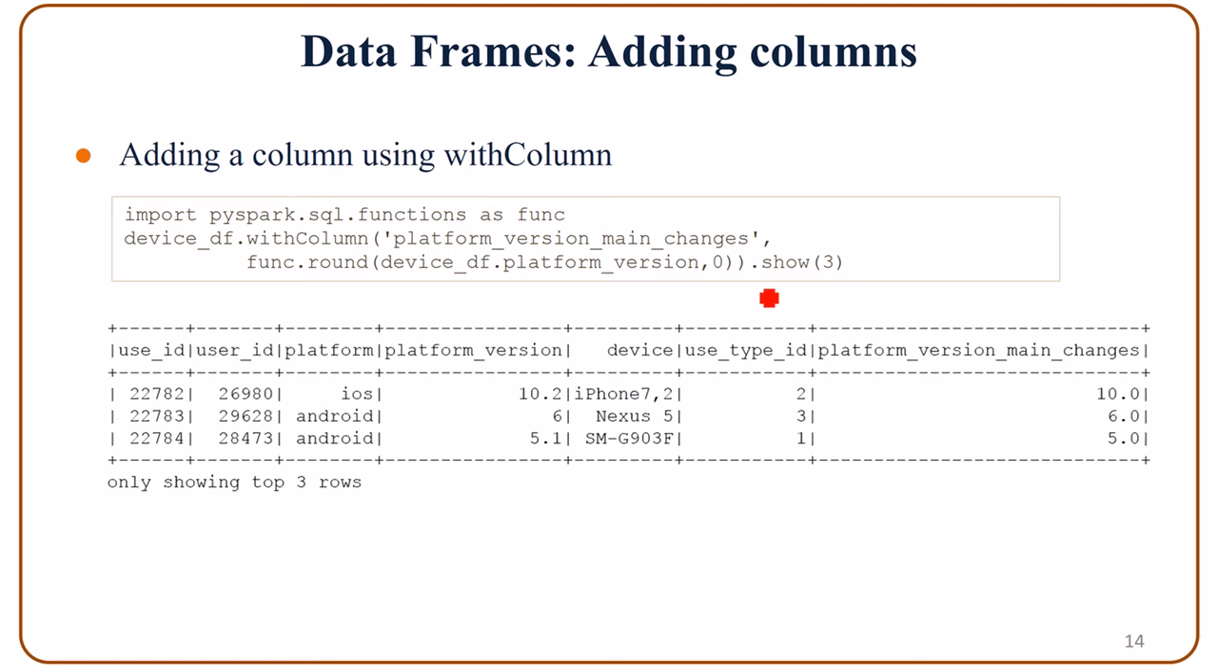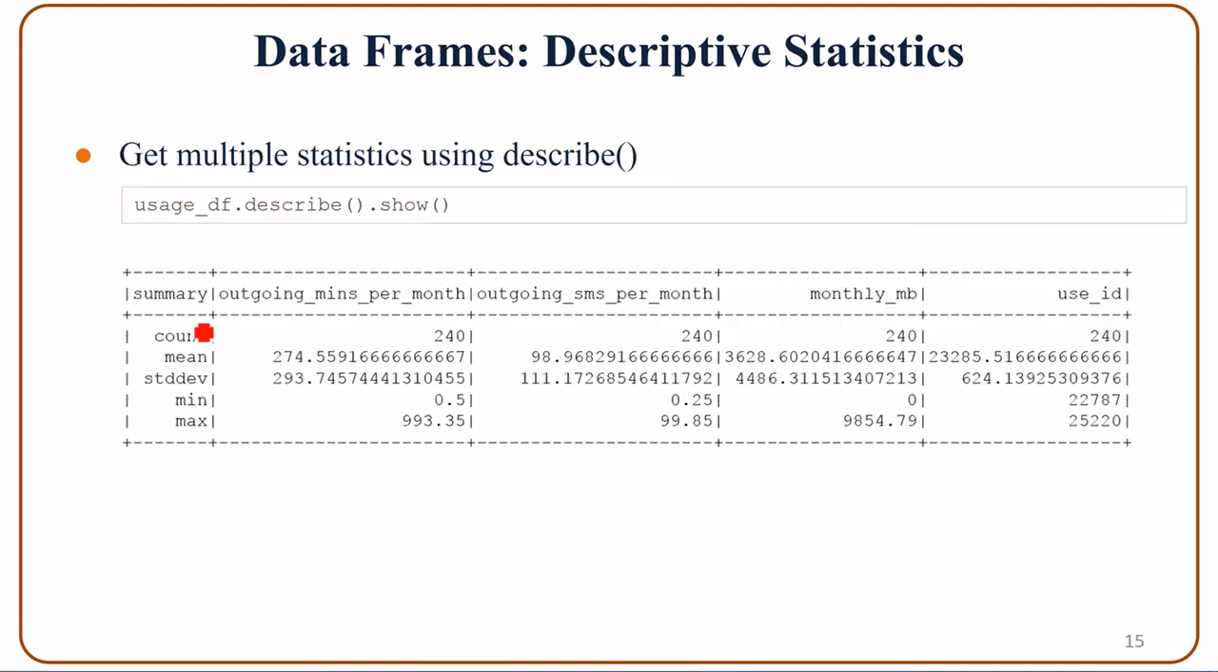We can add more columns to a data frame using the withColumn method. In this example, we create a new column, namely platform version main changes, that rounds up platform version. We can use the describe method to get a list of descriptive statistics such as count, mean, standard deviation, min, and max.